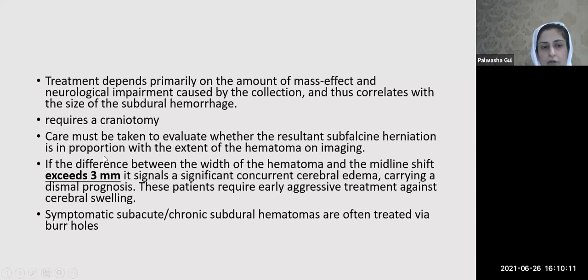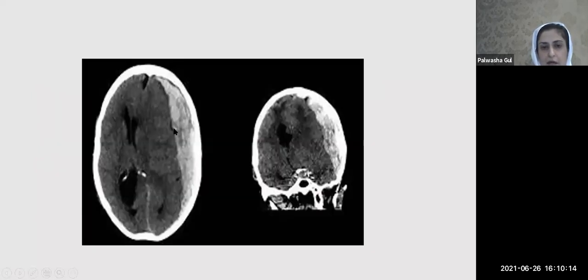How are you going to decide? You take the thickness of this subdural hematoma and you measure the amount of the midline shift towards the contralateral side. If these two correspond to one another, then you think that the midline shift is basically because of the subdural hematoma. But let's say there's a difference of 3 millimeters between the amount of the midline shift and the thickness of the subdural hematoma. Then you have to think of some adjacent cerebral edema, which could be there with subdural hematoma.